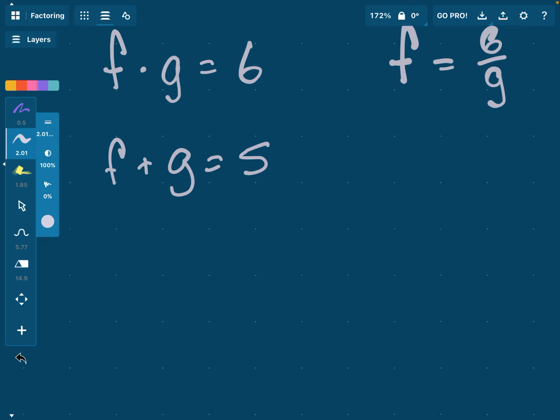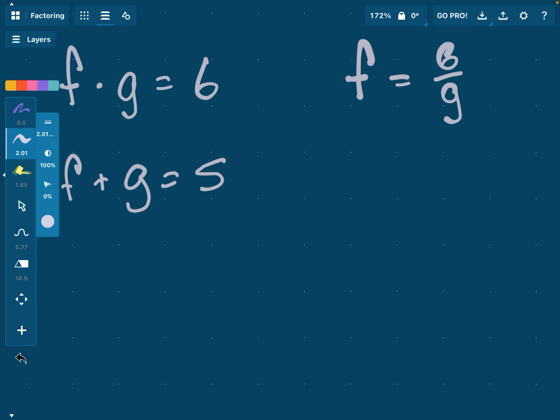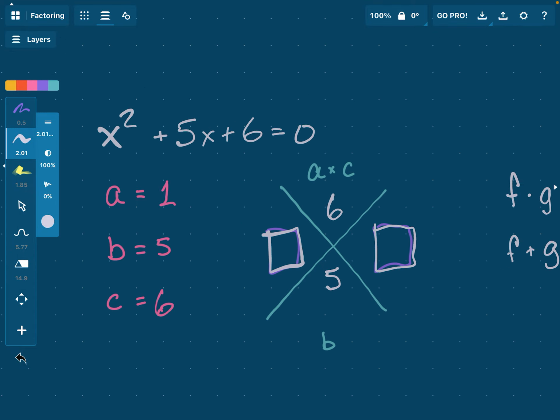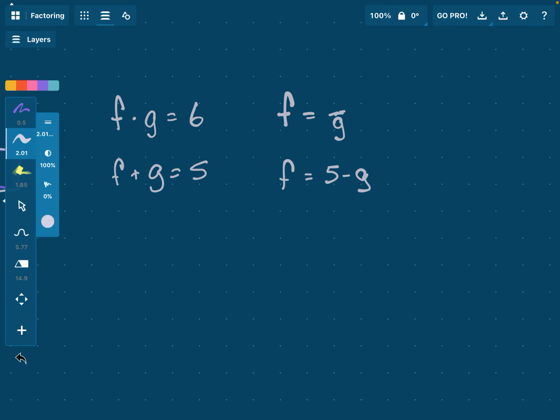6 over g, and on the bottom we could also probably do something like f is equal to 5 minus g. But the issue is if we try to do a solution like this, we're just going to end up creating the same quadratic again. So we have to solve these values a different way.